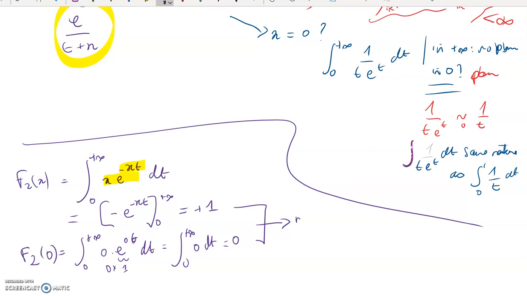So we have a non-continuity, obviously, in 0. We feel that there must be something going on, and we need more hypotheses. Well, we need a good theorem in order to tell us when this kind of function that we define is going to be continuous or not.